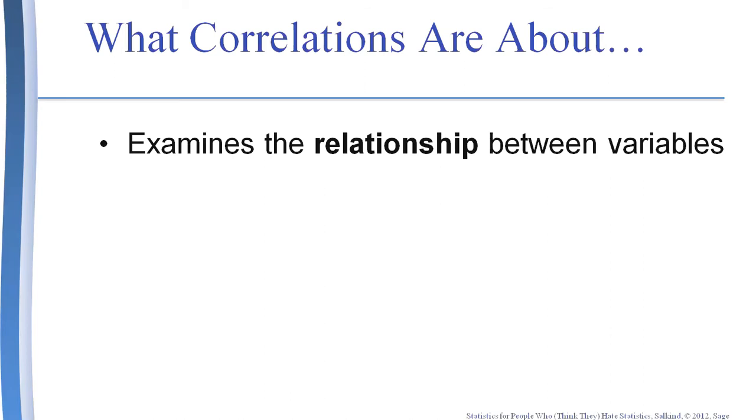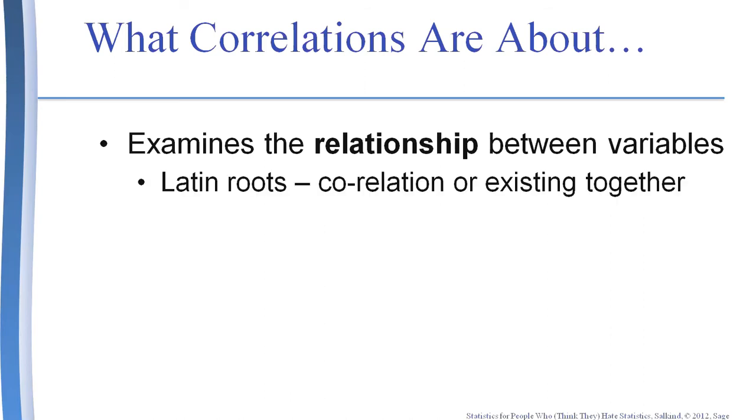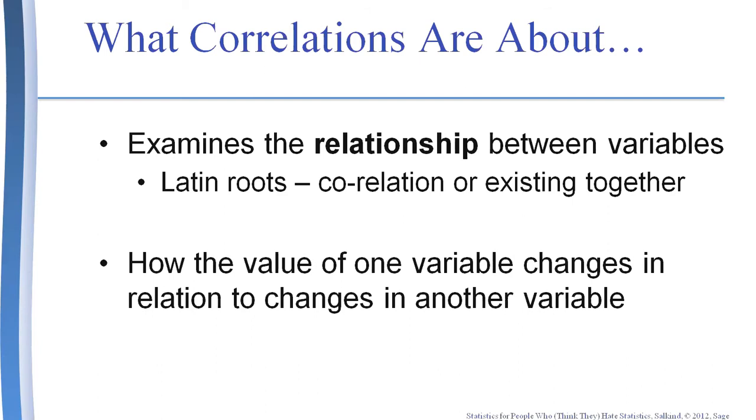So what in the world are correlations about? Remember that they examine relationships between variables. It comes from correlation, or existing together. And we want to know how the value of one variable changes in relation to another variable. So for instance, I want to know, as the value of my first variable goes up or down, what happens to the value of my second variable? Does it go up? Does it go down? Does it stay the same?